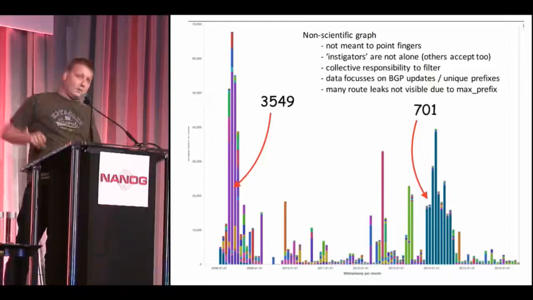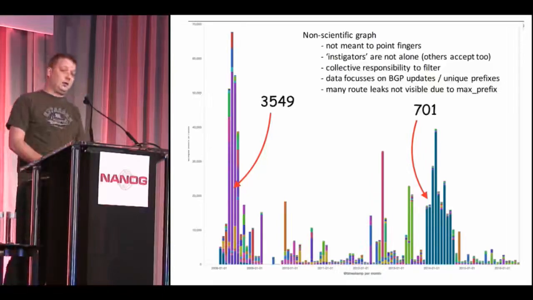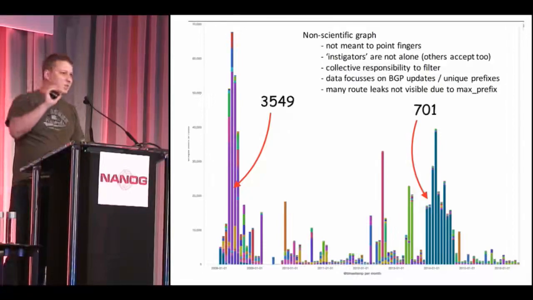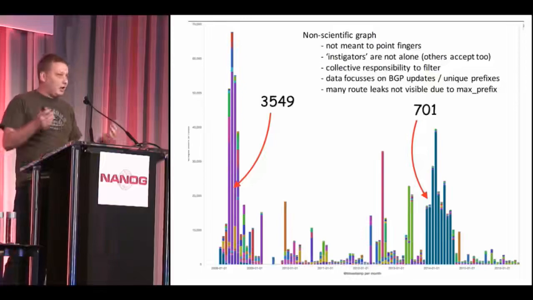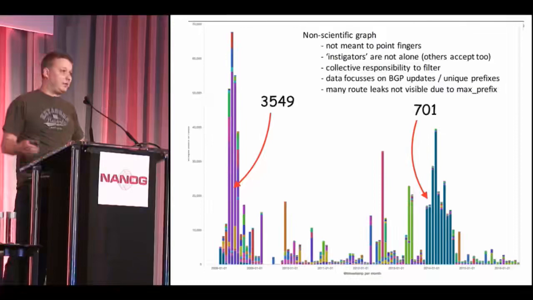The y-axis is the amount of unique prefixes seen per month. And this graph shows that there's a lot of small leakage. These are not full routing tables that are propagated. These are tens or maybe hundreds of routes that are leaked for a brief moment of time, and then for whatever reason they disappear again.